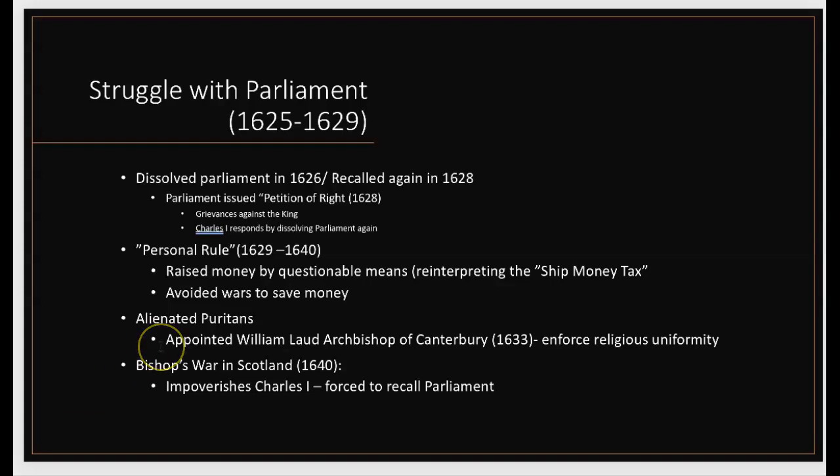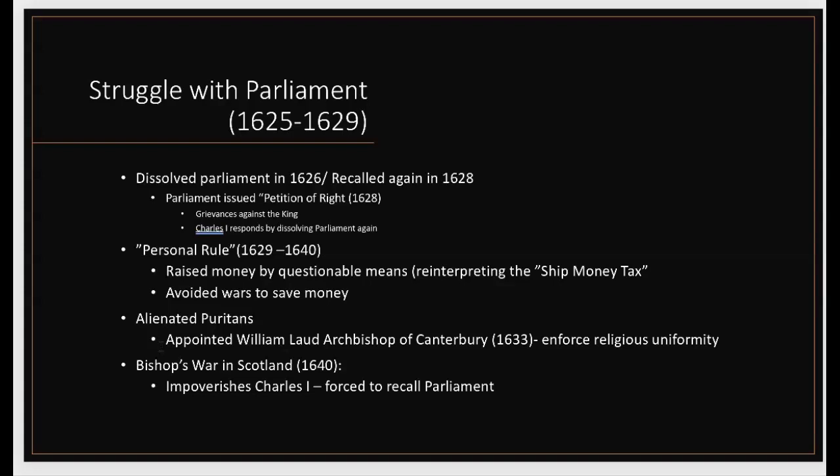And he further alienates Puritans. Like I said, he's married to a Catholic, and he's deeply devoted and attached to her in a way that his people don't really understand because they hadn't seen it in his father with his wife. But anyways, Puritans accuse him of being popish, and he appoints this guy named William Laud as the Archbishop of Canterbury to enforce religious uniformity.